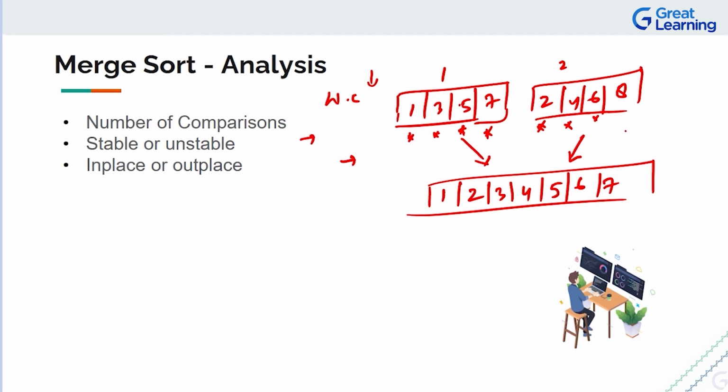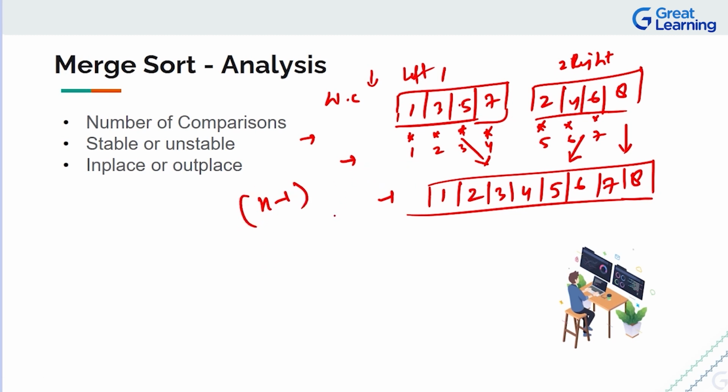After this, 8 will go directly in, because if one of these arrays, that is the left array or right array, is exhausted, the remaining elements will go directly into the merged array. So this is your sorted array, and the number of comparisons required is 1, 2, 3, 4, 5, 6 and 7. That is n minus 1.